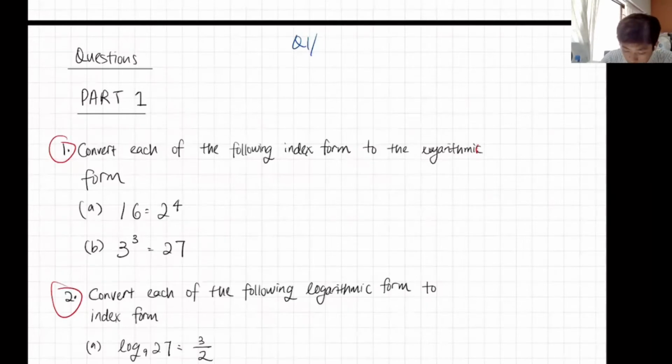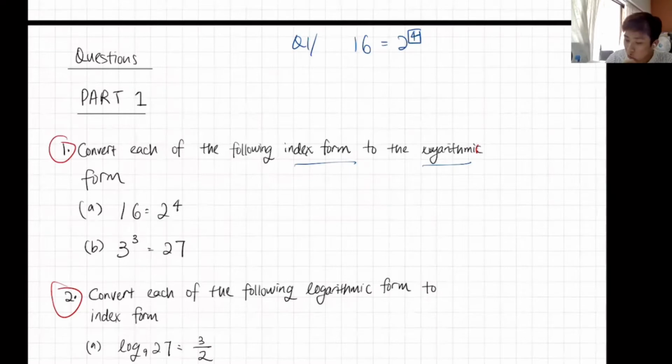Question 1. Convert each of the following from index form to logarithmic form. This question is very simple. It's converting index form to logarithmic form. So the index form is 16 equals 2 to the power of 4. Why do you call it index form? Because there is an index here, and index is actually power. Remember, we introduced in chapter 4.1 what is base and what is index.